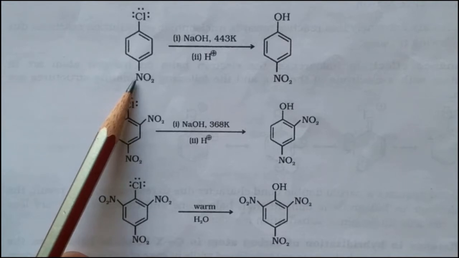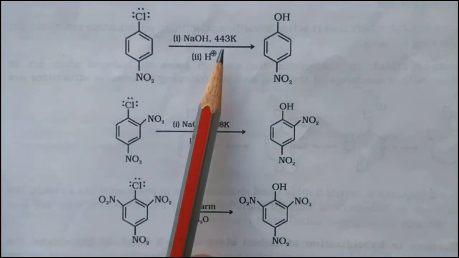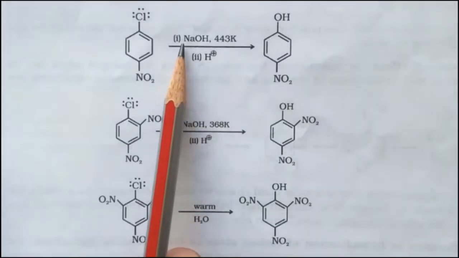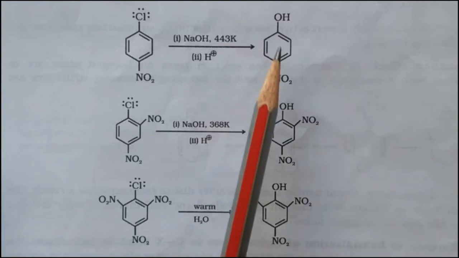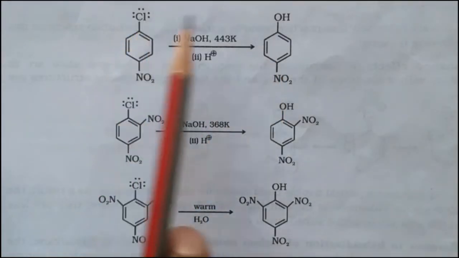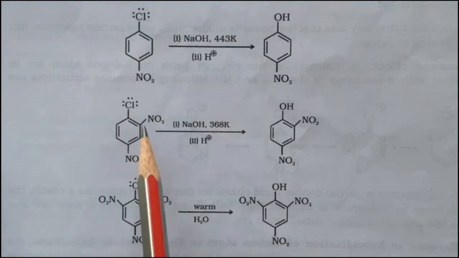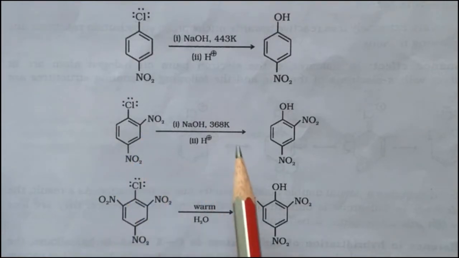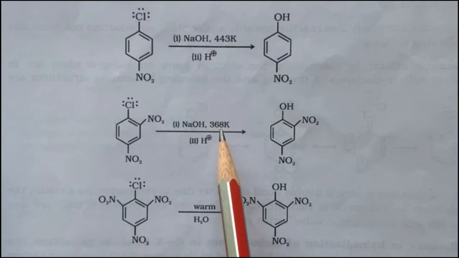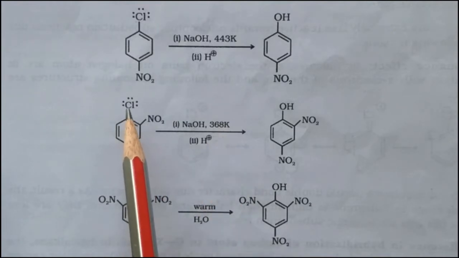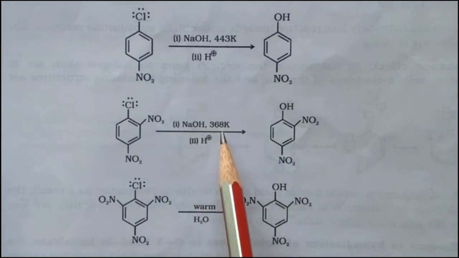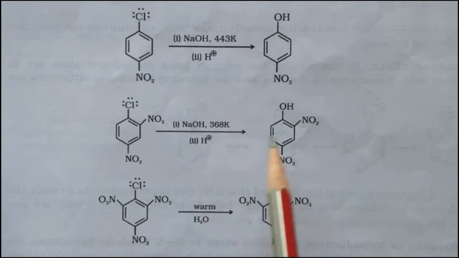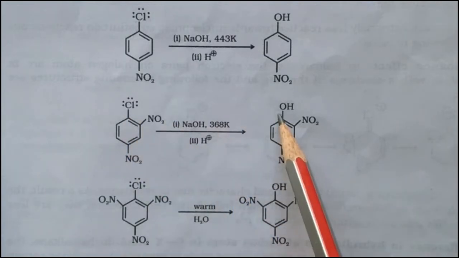Only one electron withdrawing group is present. Here less temperature is required. You have to treat this with sodium hydroxide at 443 Kelvin followed by hydrolysis. You are going to replace Cl by OH. If two electron withdrawing groups are present in the ortho and para position, still lower temperature is more than sufficient to bring about this conversion. We can replace Cl by OH. Sodium hydroxide at 368 Kelvin followed by hydrolysis will replace Cl by OH.